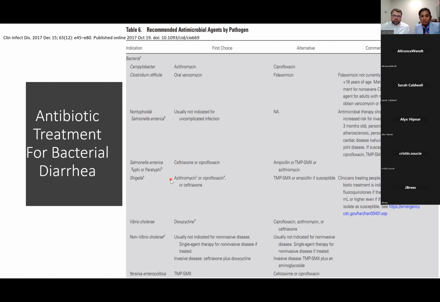And then Vibrio, this is when you get diarrhea after eating raw seafood or if you're around seawater, high risk for liver disease patients. And for that, doxycycline is the drug of choice, for Vibrio cholerae, and also non-cholerae Vibrio as well.